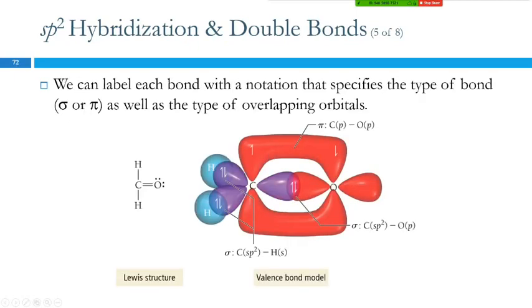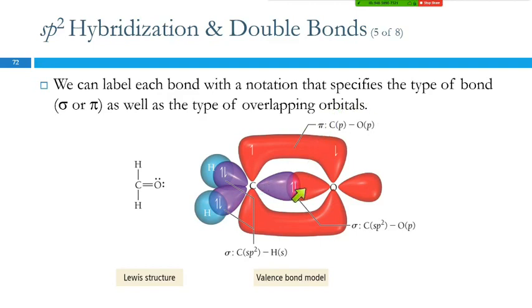So we can label these bonds, and you're going to use this notation on the worksheet. And the way we label these is first we use either pi or sigma to describe what type of bond. So here we have a side-to-side overlap, and so this is a pi bond. Then there's a colon, and then we're going to list the 2 elements that are in this bond. So we've got carbon and oxygen. The order doesn't really matter. And we're using a p orbital on this carbon and a p orbital on the oxygen. And so this is the description for this pi bond.